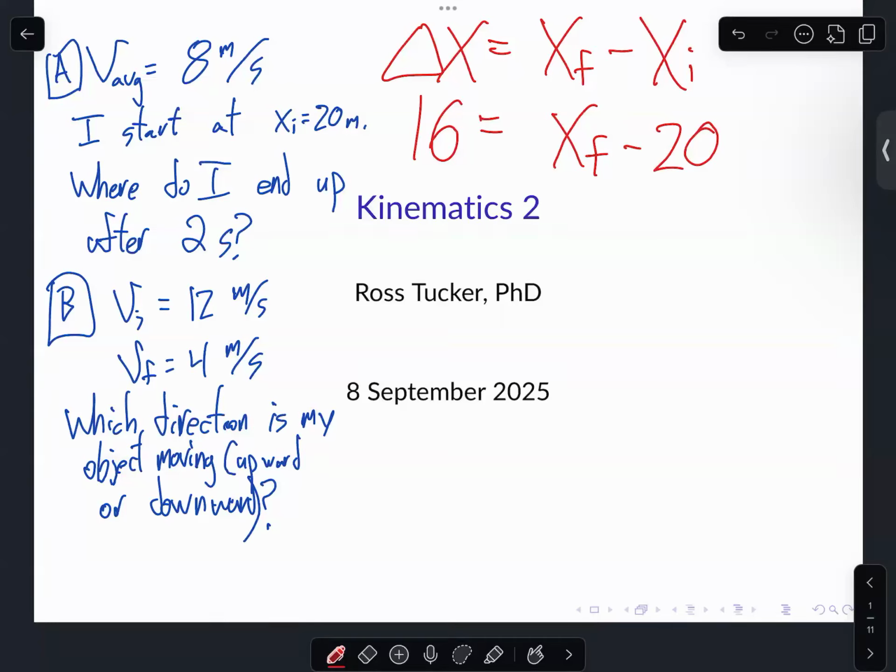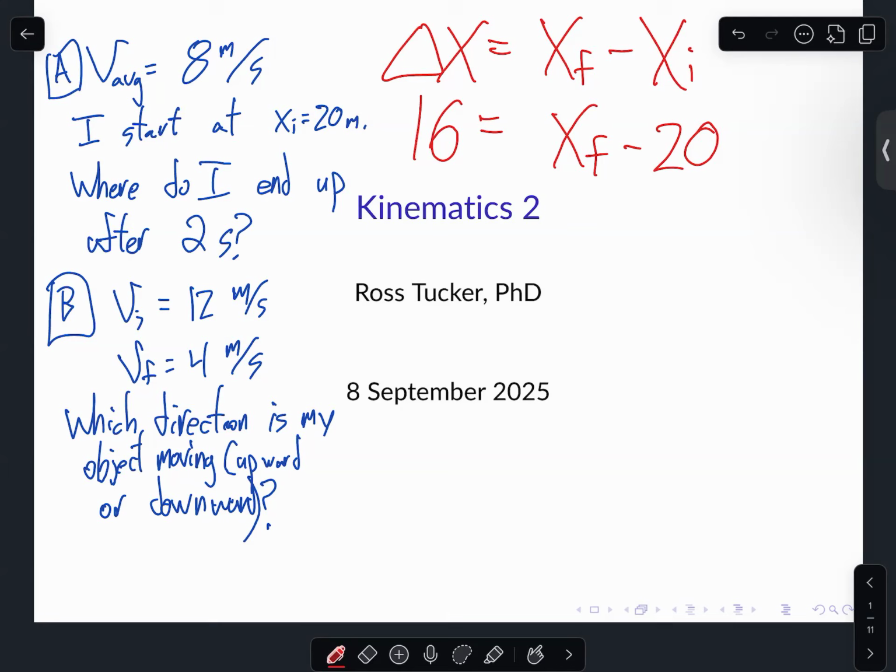Okay, the second one, however, half of you got the answer wrong. That's not okay. Let's talk about it. What is true about upward motion? How do you tell from velocity? How do you tell if you're moving up or moving down? The sign of what? Sign of velocity.